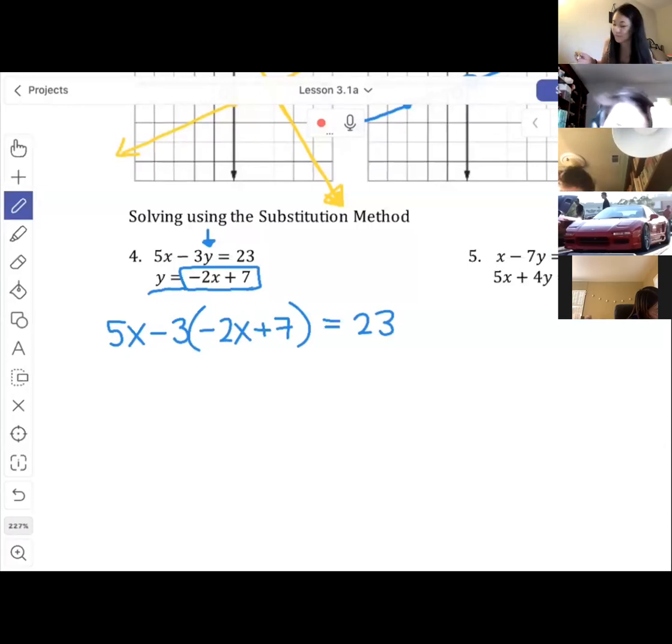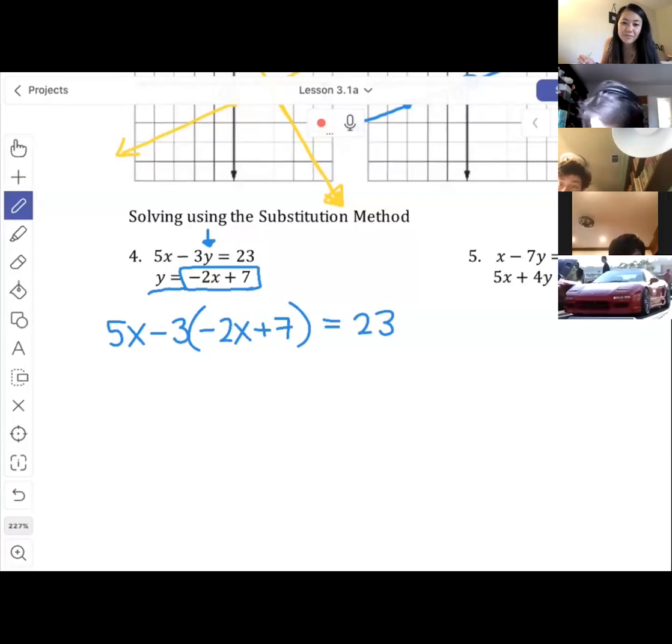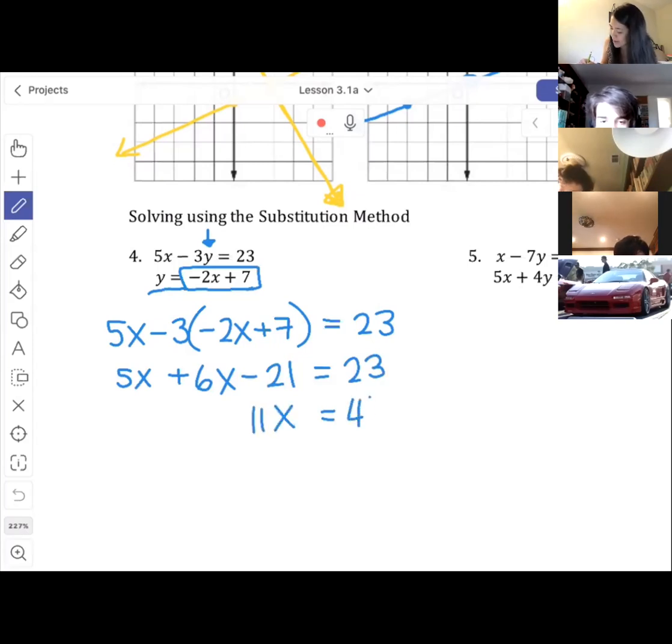Russell. So first you want to distribute the numbers. Yeah, keep going. Tell me what to write. So you would get 5x plus 6x and then minus 21 equals 23. Good, keep going. And then you could add 21 to 23. Good. And then add 5x and 6x, and then you get 11x equals 44. Good. Then x equals 4. Nicely done. All right, now Russell, are we done?